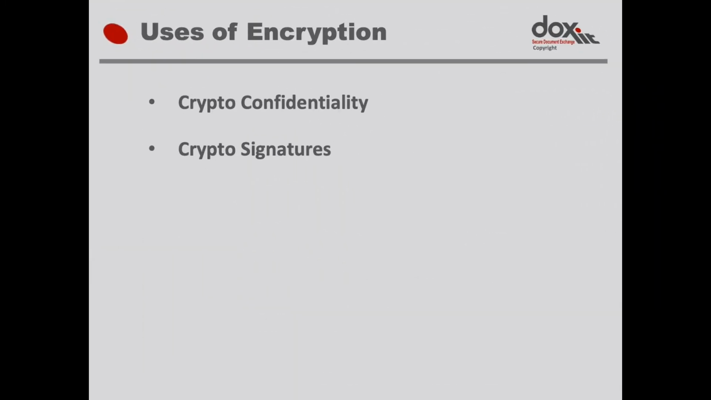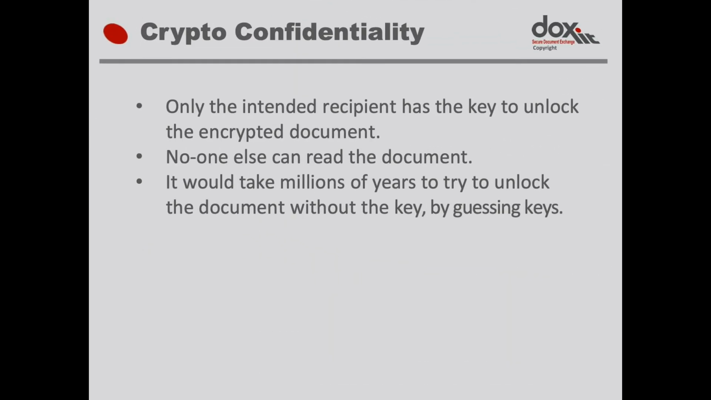Encryption is at the foundation of electronic document security. In this video we discuss two applications of cryptography: crypto confidentiality and crypto signatures. Encryption can be used to ensure the confidentiality of a document. Only the intended recipient has the key to unlock the encrypted document. No one else can read the document, and we saw in part 2 that it'll take millions of years to try and unlock the document by just guessing random keys.